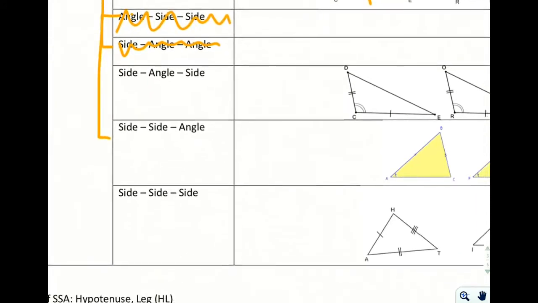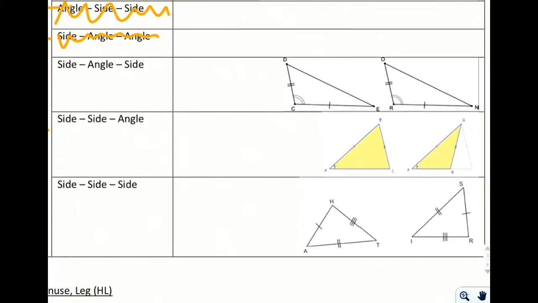So, jumping down to side, angle, side, here we have a side, the angle included in between, and then the additional side on the other end. And when you do this, there's only one thing you can do on the last piece, and that is to draw your remaining side connecting those two, and it's always going to form the same angles when you draw that connection. So side, angle, side is a valid form of congruence, SAS.